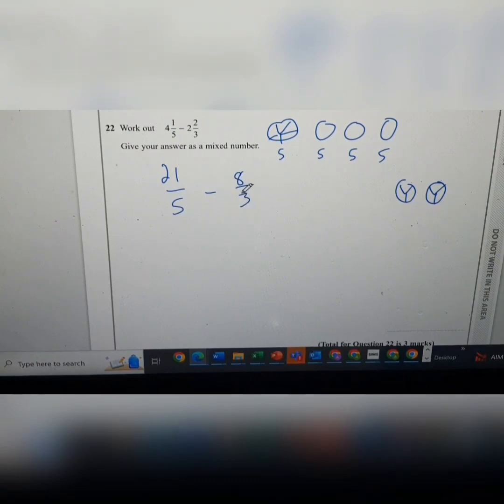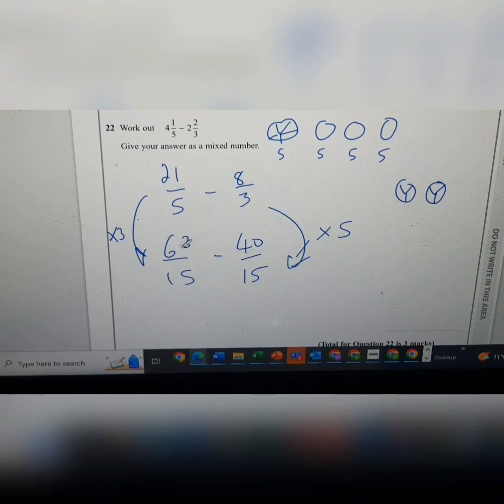So now they are improper fractions. I'm going to find the lowest common multiple of 5 and 3, which is 15. So that means I'm multiplying this side by 3, because 5 times 3 is 15. Multiply this side by 5. So that's going to be 40. And then 21 times 3 is 63. So 63 take away 40 is 23 over 15.